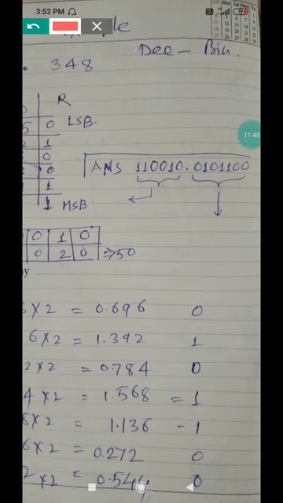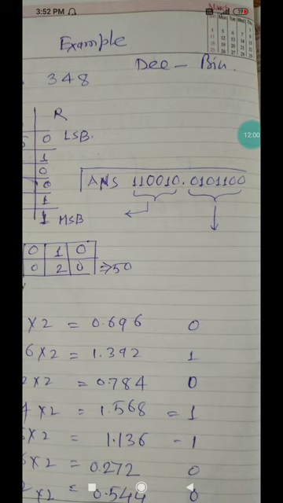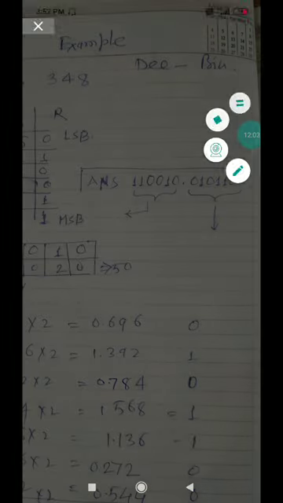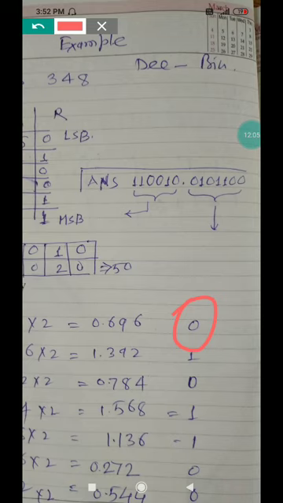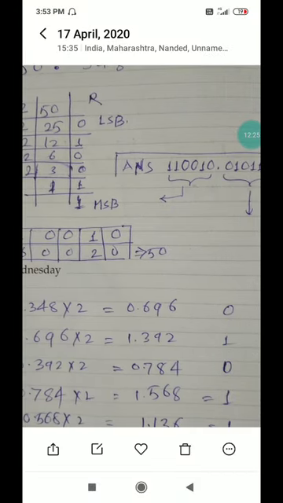Again, what you have to do is you copy this 0.696 as it is for the next iteration and multiply it by 2. Now the number is more than 1, so you will note it as 1. Here in this case you have noted 0 because the result was not greater than 1. Here you are noting it as 1 because the number is greater than 1. Again, take the fractional part out of 1.392, that is 0.392 for further calculation, and you will get 0.784, etc. This process will go on.